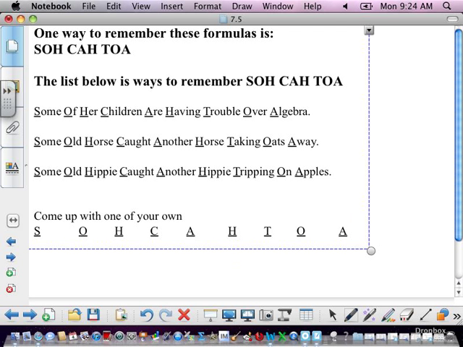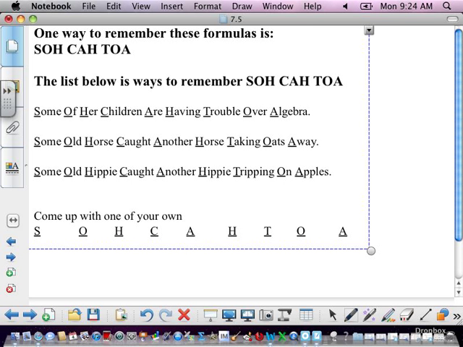Some of her children are having trouble over algebra. And see how I underlined the letters that you remembered? This is like, please excuse my dear Aunt Sally. You know, what is it? Parentheses, exponents, multiplication, division, addition, and subtraction.